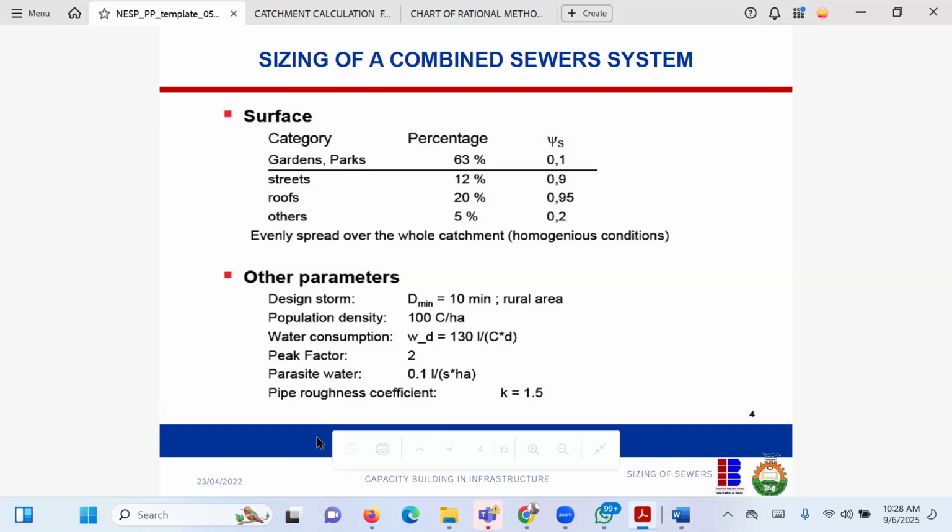And because it's virgin land, we are assuming 100 capita per hectare, 100 persons per hectare. That's what it means. So if you look at it, this is just planning value, or what do you call it again? Not planning value, but land use. Yeah, that's the word. This is land use value.